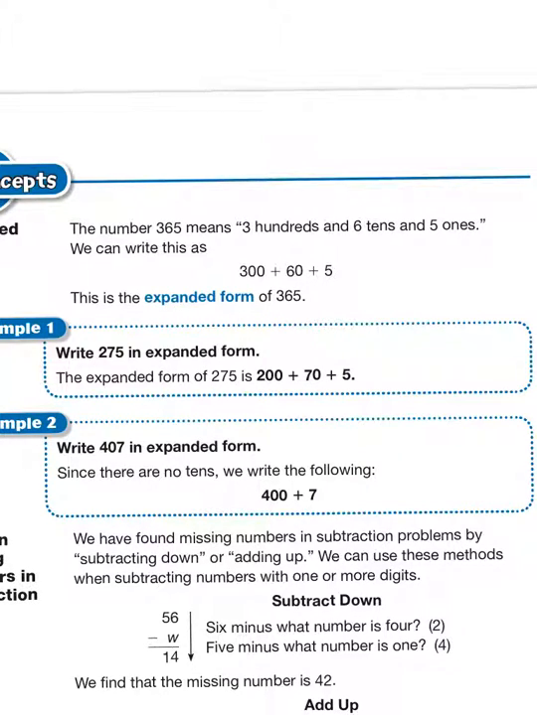Now, expanded form, when you look at it, what they're really asking is they want to know that you know that each digit has a place value, and that if you were to add all of those together, you would get the larger number that you started with. So for instance, here in example 1, they said, hey, write 275 in expanded form.